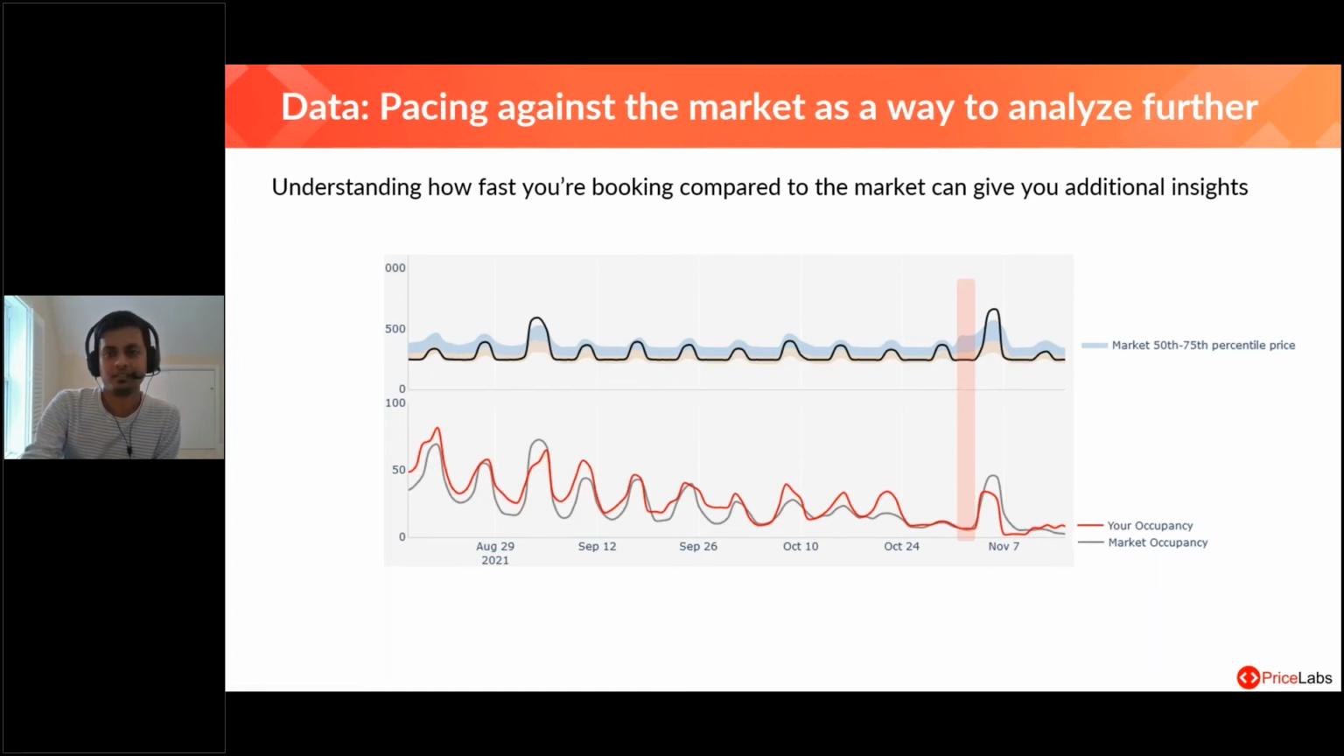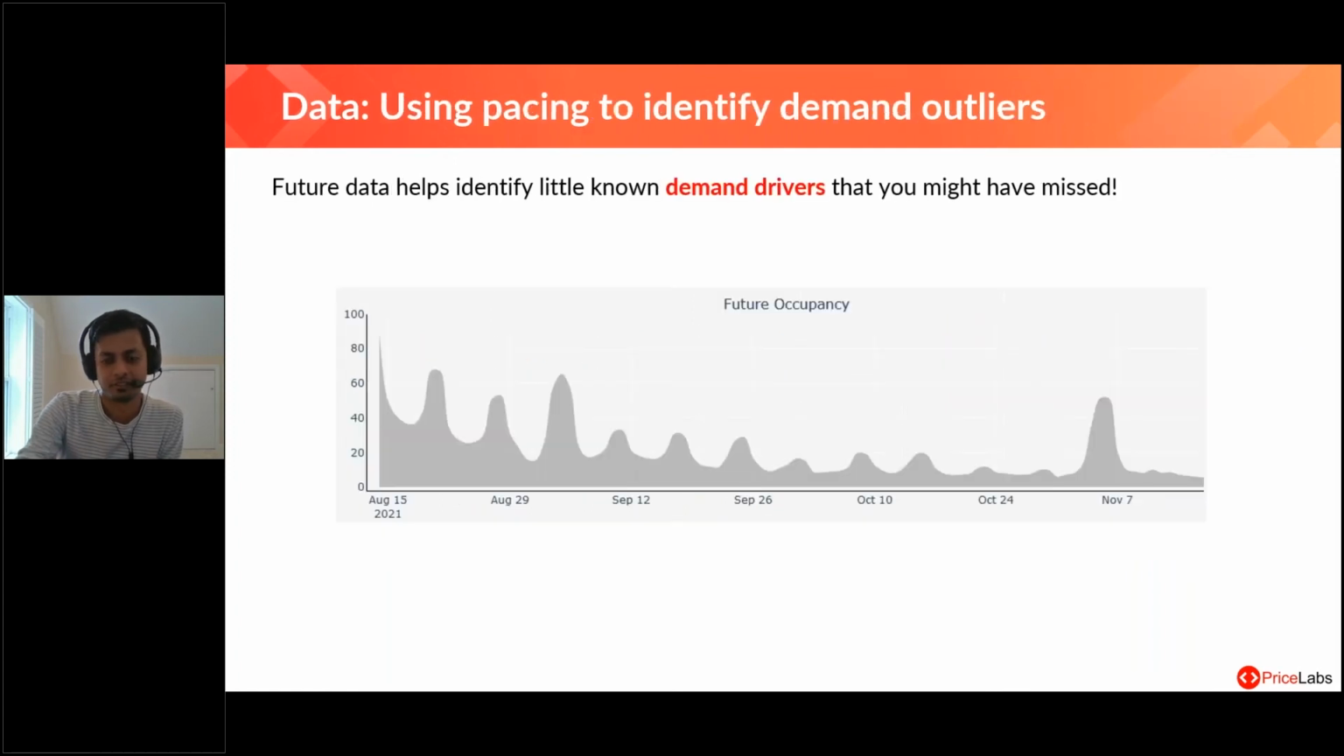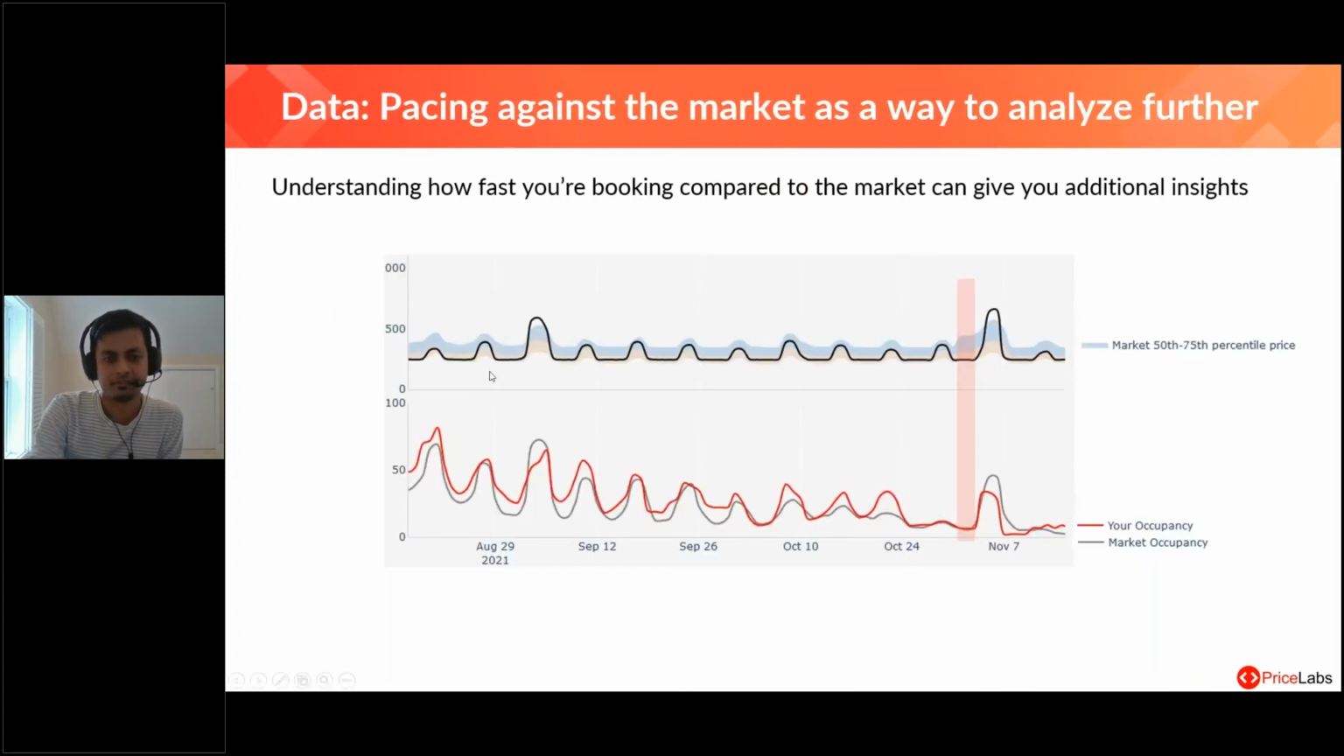But one of the other important things that you can look at, so we are looking at occupancy here, is this same chart with prices overlaid. In this chart, the gray line in the bottom one is the market occupancy. The red line is your occupancy. The blue area, like we had discussed before, is the higher end of the market price. The yellow area is the lower end of the market. And then the black line is what your prices are at right now.